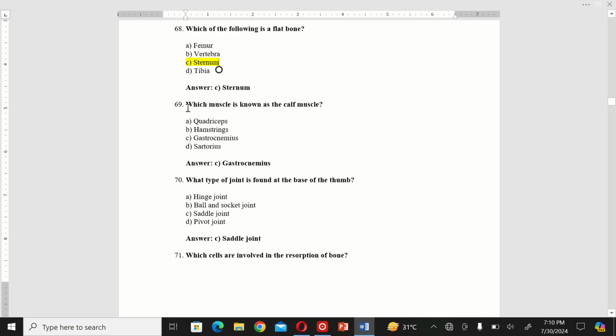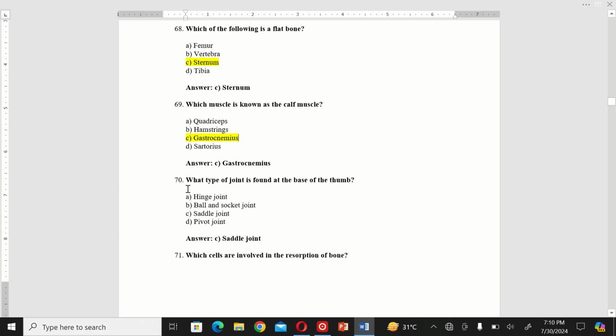The next MCQ is which muscle is known as the calf muscle? A. Quadriceps, B. Hamstring, C. Gastrocnemius, and D. Sartorius. The correct option is C.